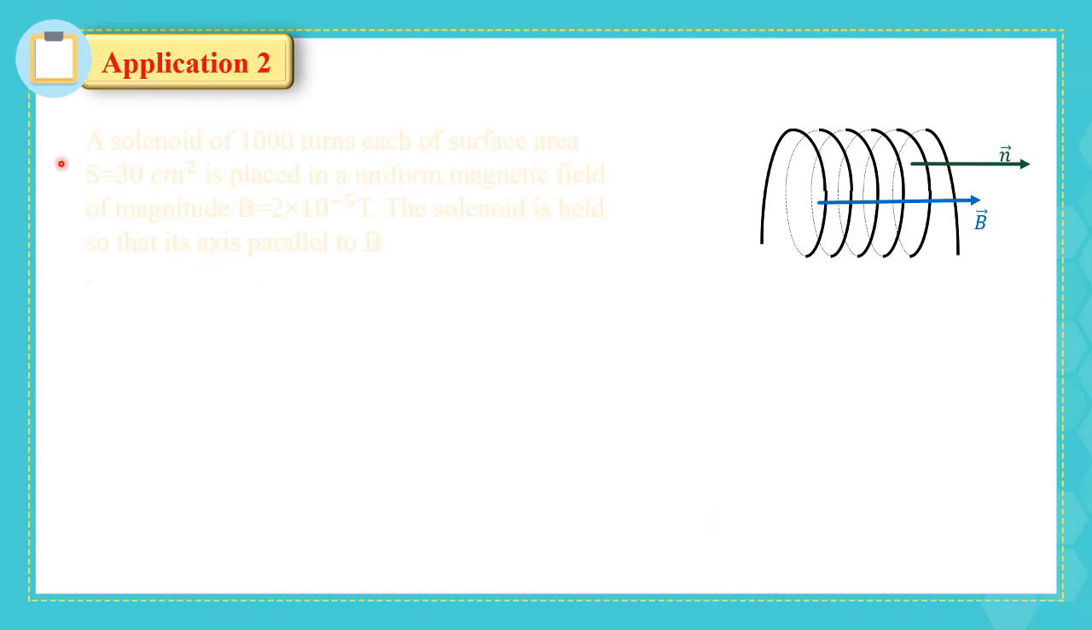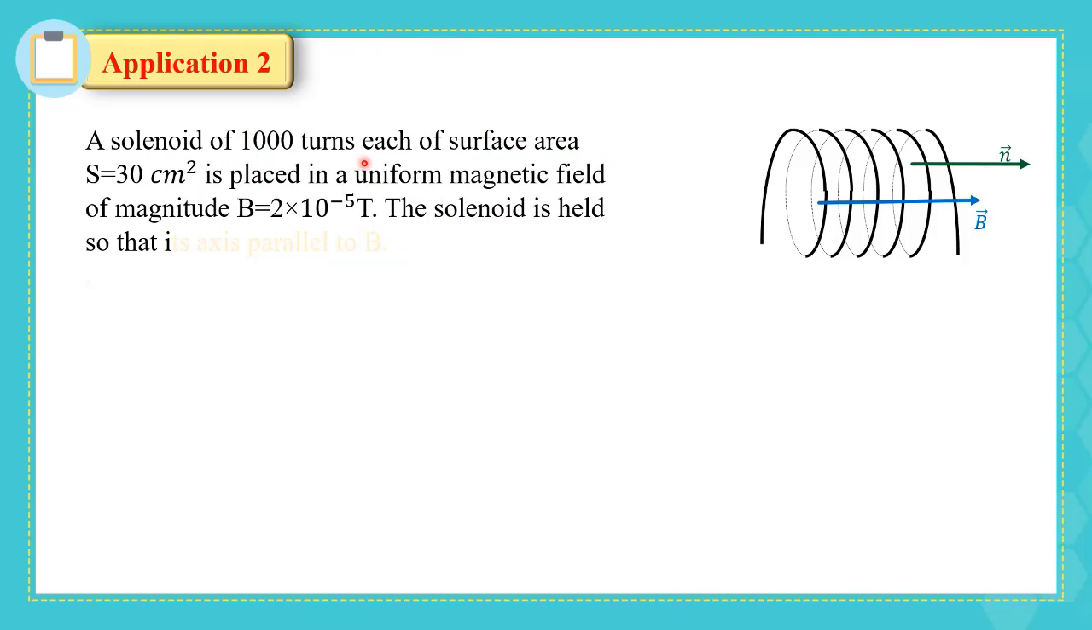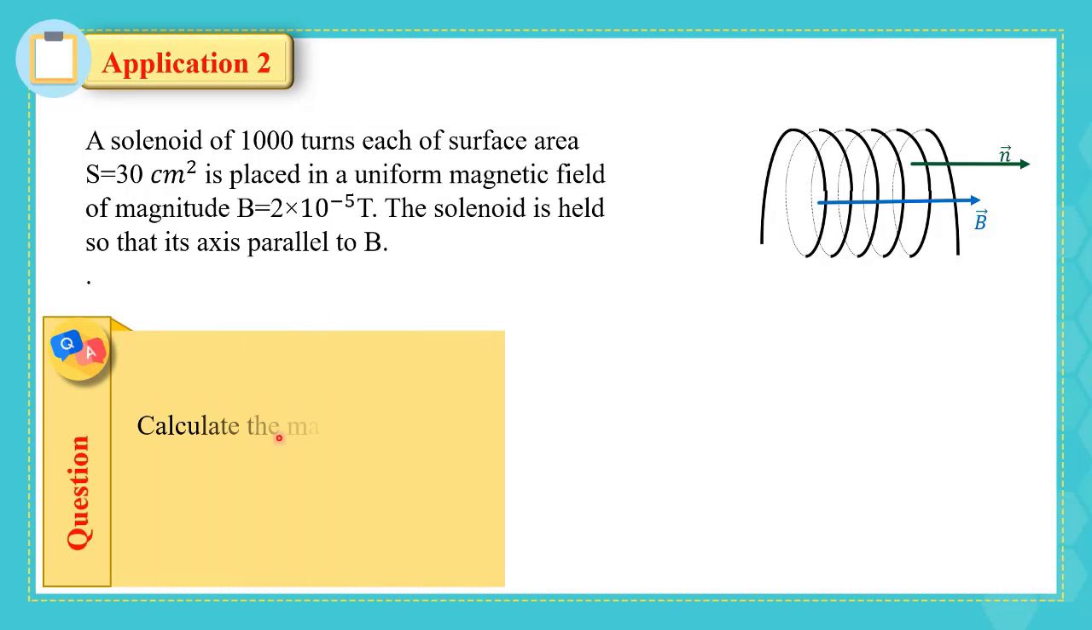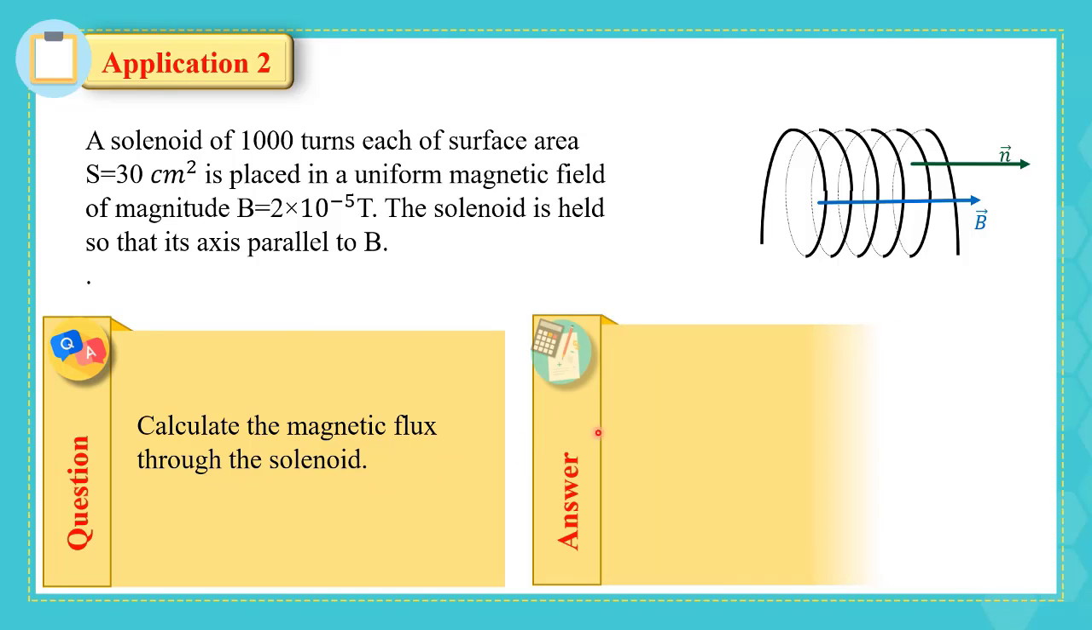Another application to be solved is a solenoid of 1000 turns, each of surface area S equal 30 cm squared, is placed in a uniform magnetic field of magnitude B equal 2 times 10 to the power minus 5 Tesla. The solenoid is held so that its axis is parallel to B. Calculate the magnetic flux through the solenoid.